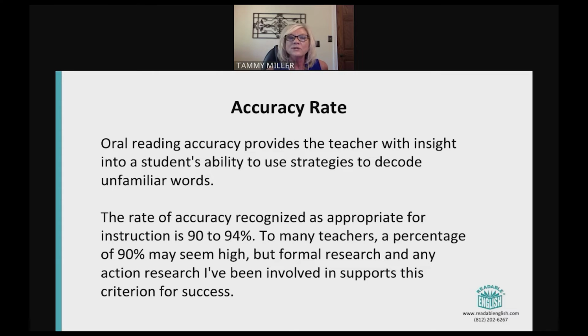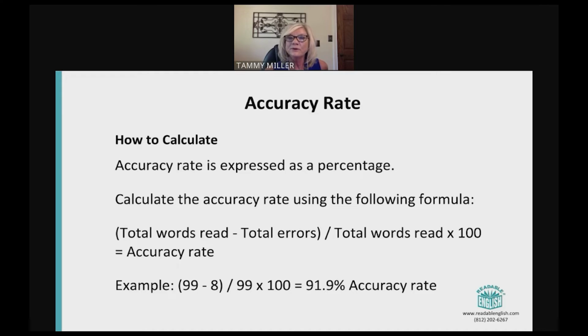So while we're looking at the words correct per minute, we want to simultaneously compare that with the accuracy rate to make sure that we're not getting a skewed perception of the student's performance. So this accuracy rate then leads right into the third data point.